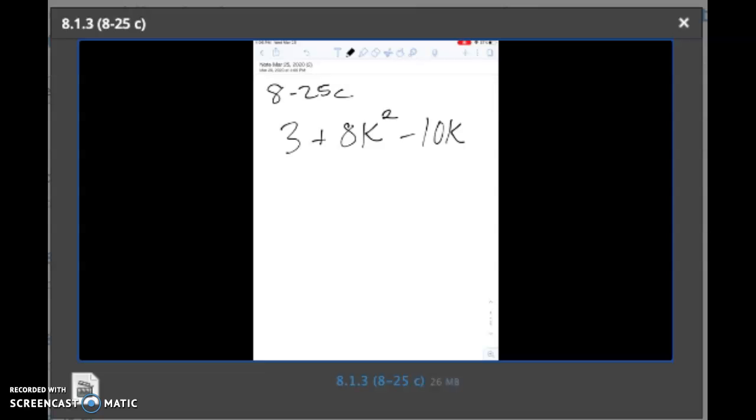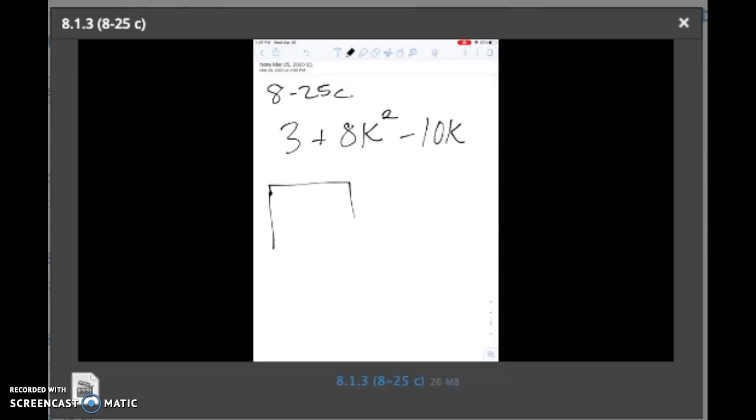825C. All right, so we have the quadratic expression 3 plus 8k squared minus 10k. And so we need to factor this quadratic, and what we see that's different with this one is that the order is rearranged. So we're not in the ax squared plus bx plus c form, the standard form. We now have our squared term in the middle and our ones at the beginning of our expression. But we use the same process to factor this.